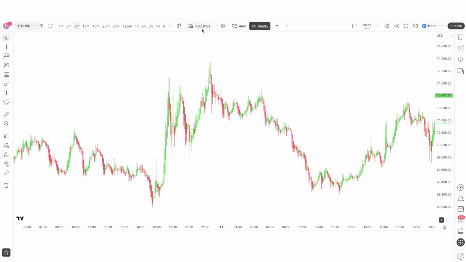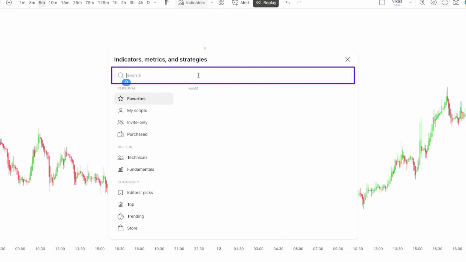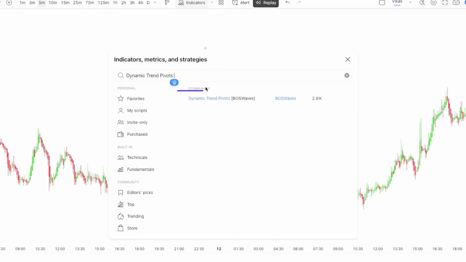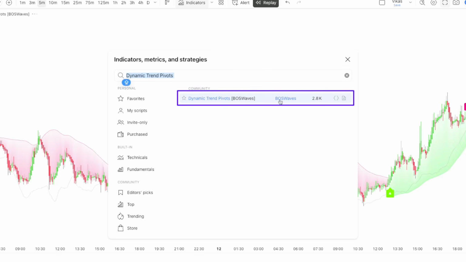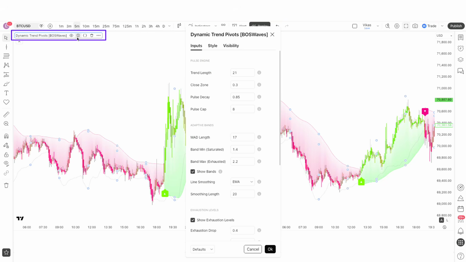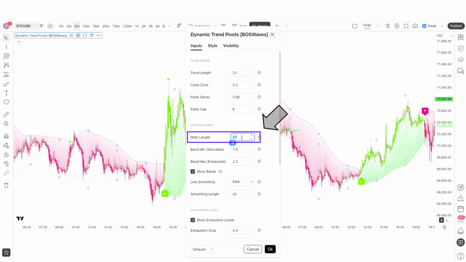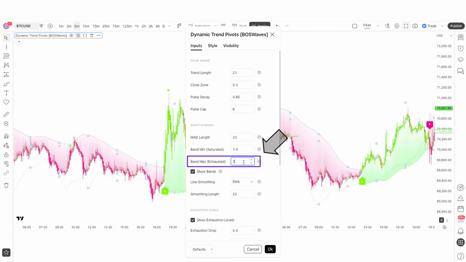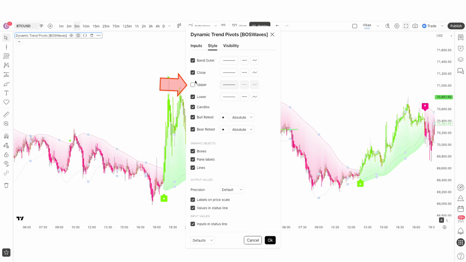Head over to the Indicators tab and search for the dynamic trend pivots. Select the indicator made by BOS Waves and add it to the chart. Now the indicator settings change for perfect signals. First, we change pulse cap 8 to 6. And after that, change MAD length 17 to 23, and after that, change band max 2.2 to 1.6. We have to keep these options hidden. Here, everything is fine after that.